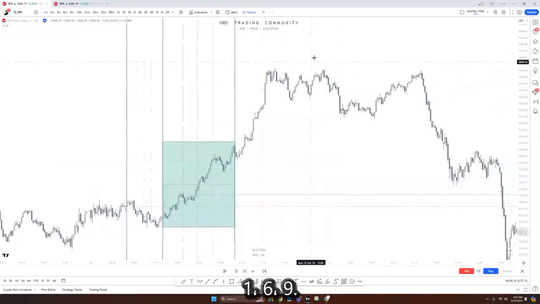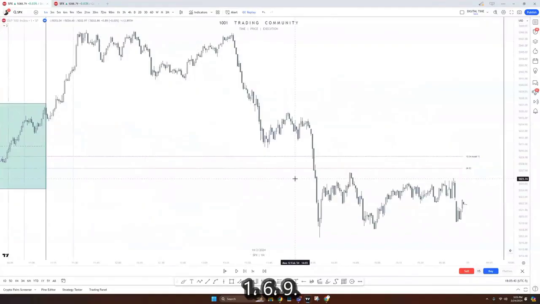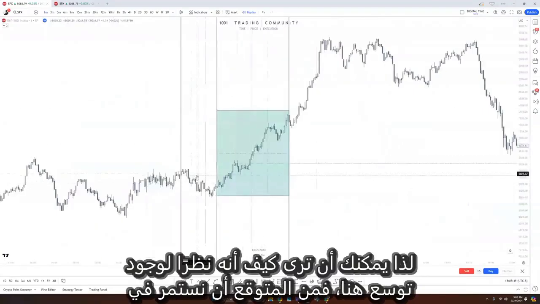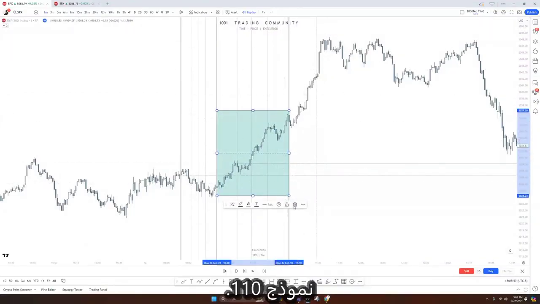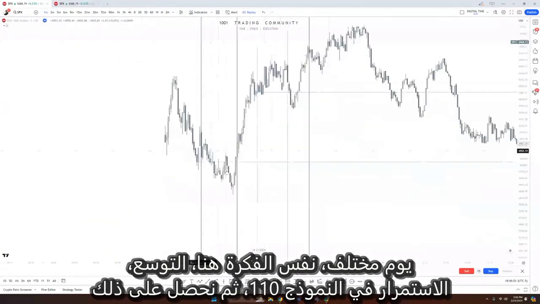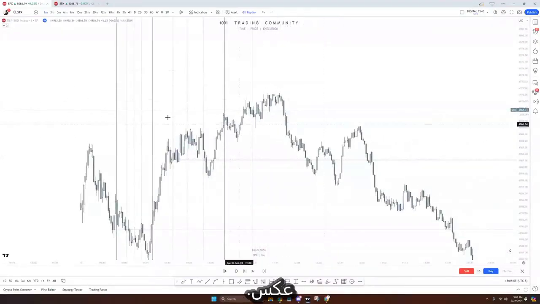So in this case, what should we be looking for? Judas, Model 11, Model 110, Model 1001. So you can see how, because there's an expansion here, we're to expect continuation into a Model 110. Different day, same idea here. Expansion, continuation into Model 110, then we get that reversal.